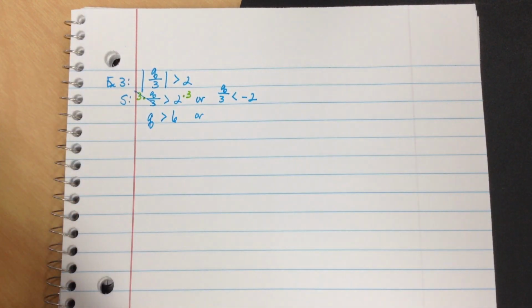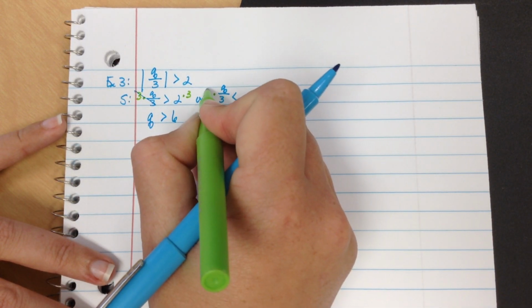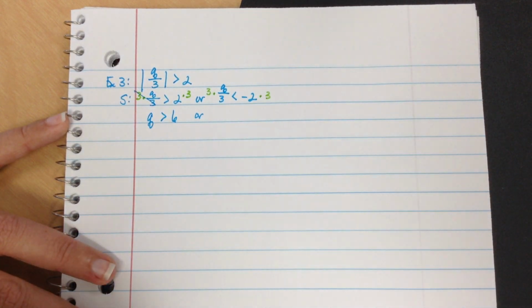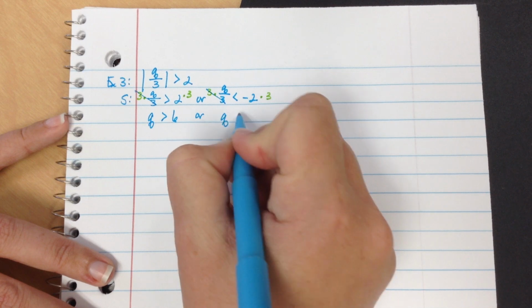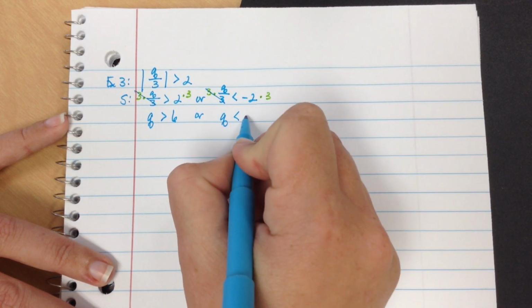Or, working the second problem, same thing, to get rid of the 3, I can multiply the left side by 3. Whatever I do to one side, I have to do to the other. My 3's on the left cancel. Q is less than -2 times 3, which is -6.